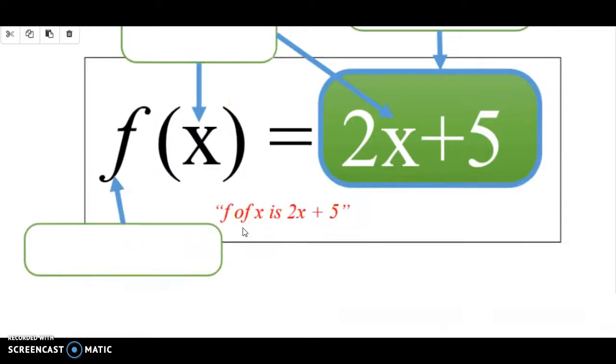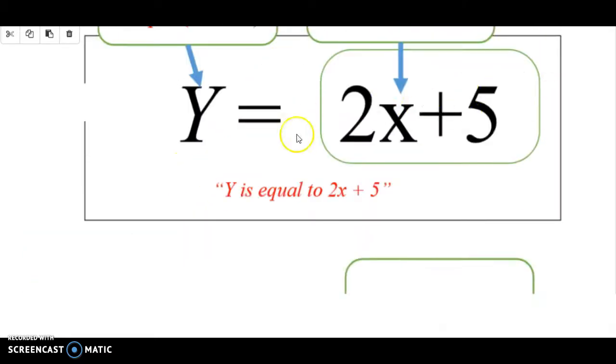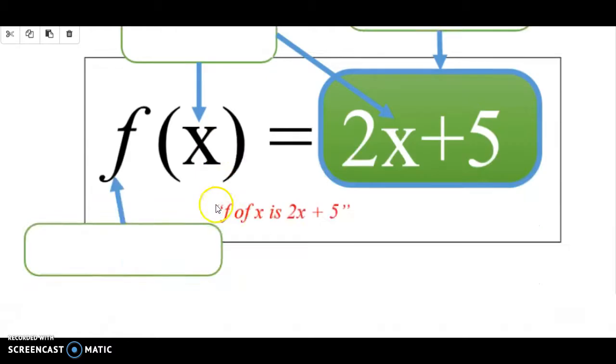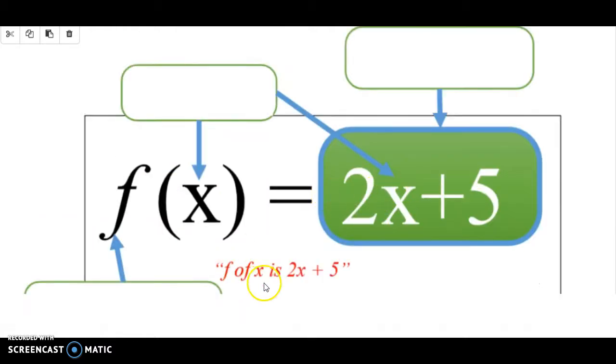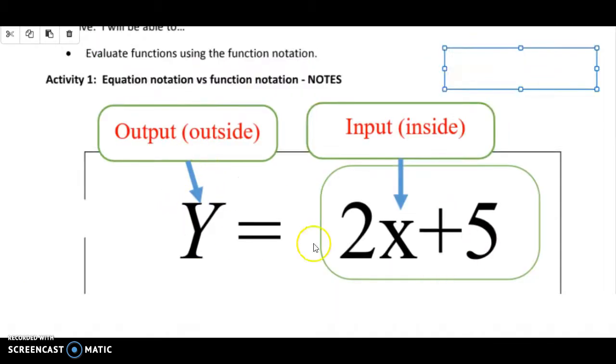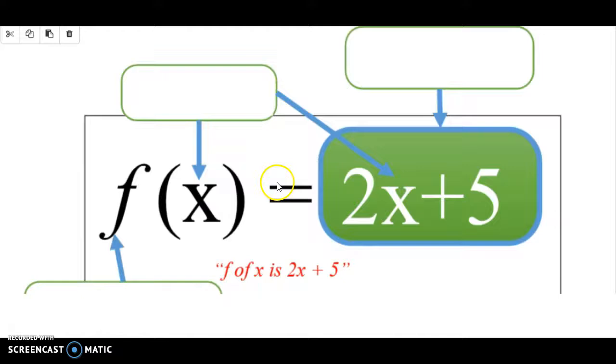Here you have a function notation. Notice that it's the same equation. So here you have f of x is equal to 2x plus 5. So our goal is to understand the function notation. It's no different than the equation. So equations and functions are pretty much the same thing, but written in a different format.